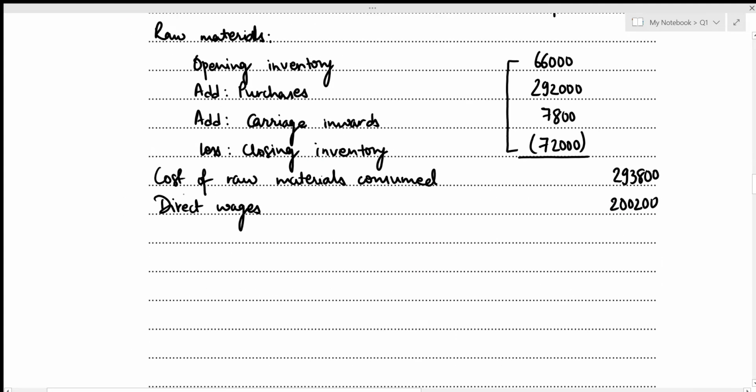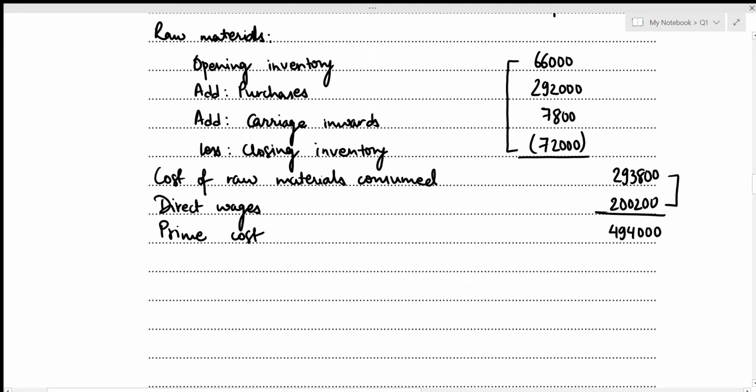So prime cost is just the total of the direct cost, and the only direct costs that we have are the cost of raw materials consumed and direct wages. So it's very easy to figure out the prime cost. You just have to add these two amounts. So that's going to be 293,800 plus 200,200, which results in 494,000.